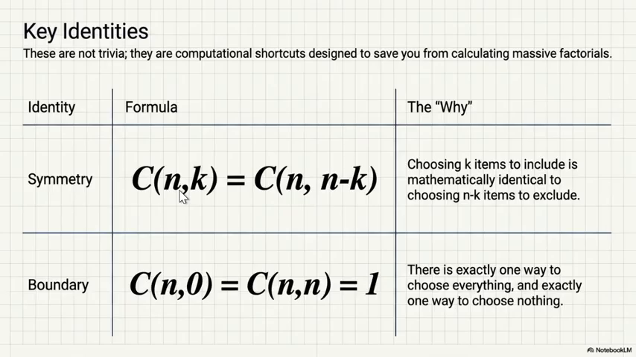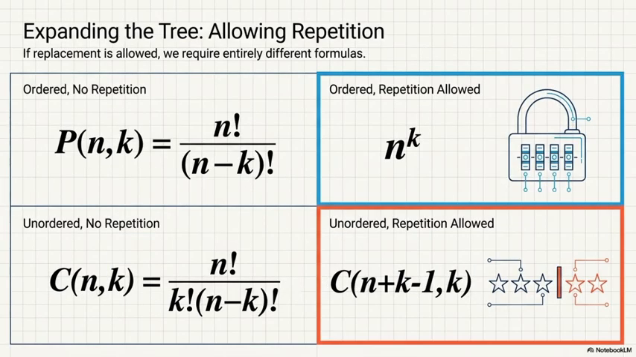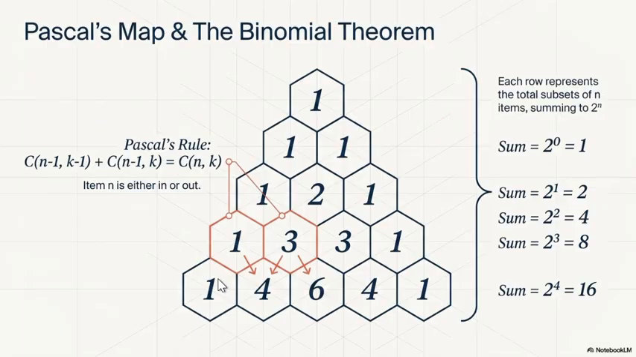Then comes Pascal's law, also called Pascal's rule. It says that nCk is equal to (n minus 1)C(k minus 1) plus (n minus 1)Ck, meaning item n is either in or out. Here is the formula.